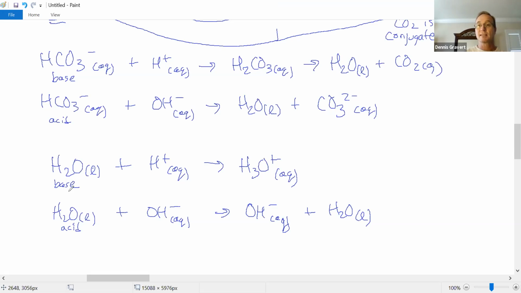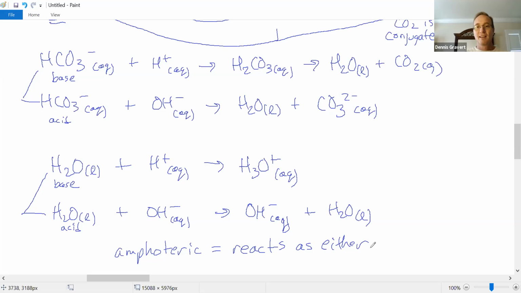Anyways, water is acting as a base and acid, and bicarbonate is too. There's a name for that phenomenon. We can say that these molecules are both amphoteric. Let me make sure I'm spelling it right. That always reminds me of amphibians. Amphibians that can live on land and in water, they can do both. So amphoteric means they're both an acid and a base. So it reacts as either an acid or a base.